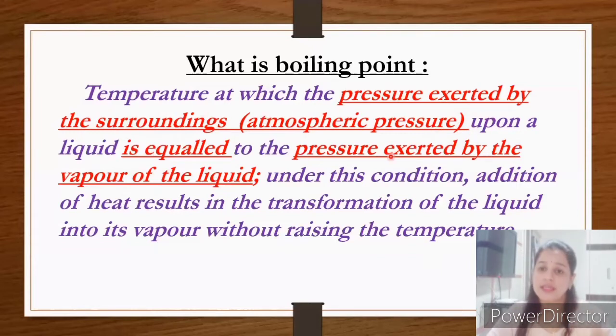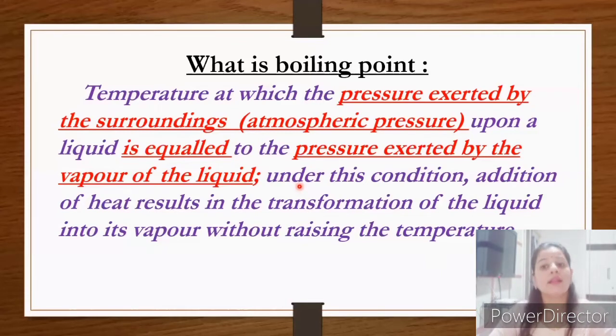So when the atmospheric pressure and the vapor pressure become equal, under this condition, what will happen? Heat will increase due to the collision of the molecules of the atmosphere and of the vapor. Whenever pressure is created, heat is generated. That heat generated inside helps the liquid to boil. So it transforms into the vapor, and that is nothing but the boiling point.